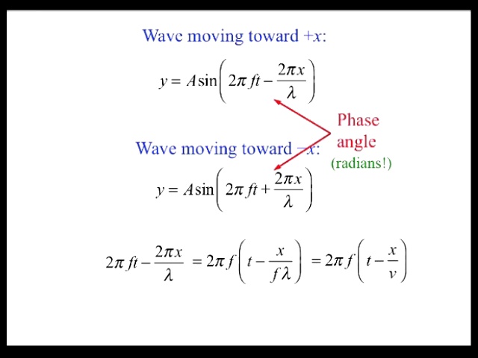The quantity x divided by v is the time needed for the wave to travel the distance x. In other words, the simple harmonic motion that occurs at x is delayed by the time interval x divided by v compared to the motion at the origin.